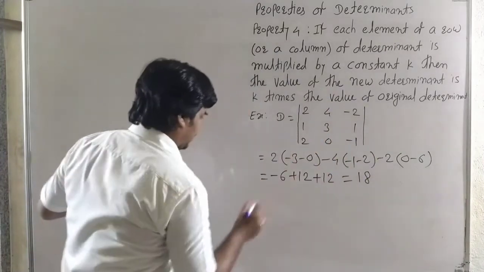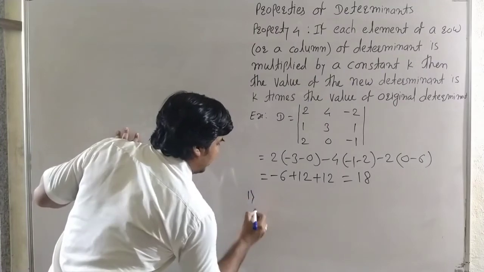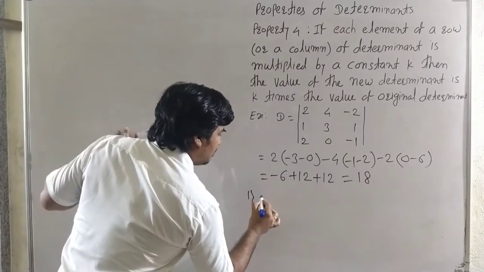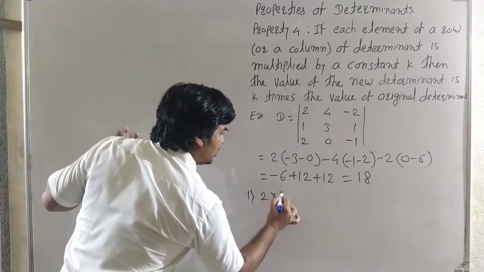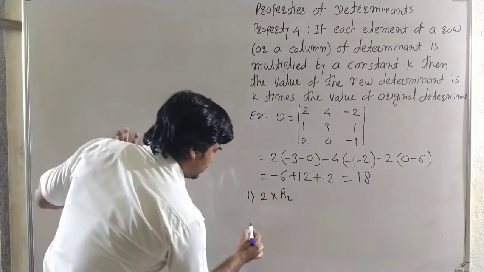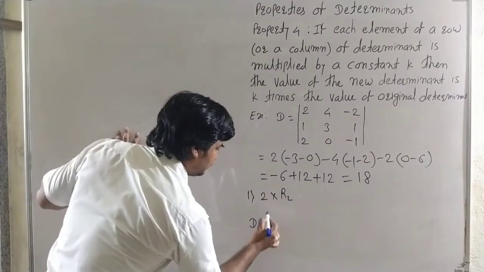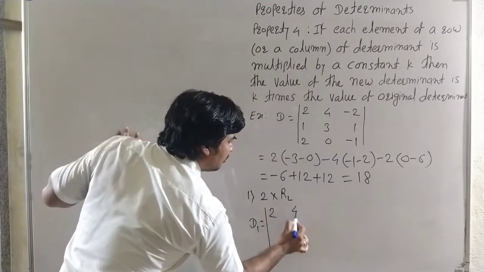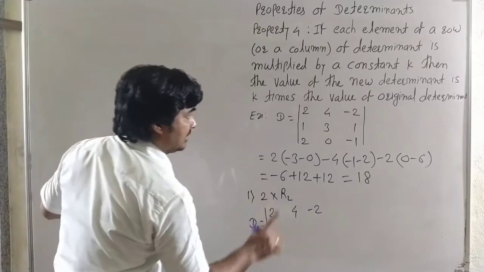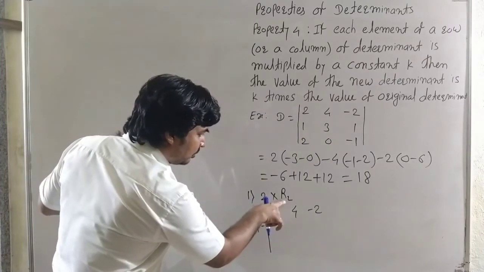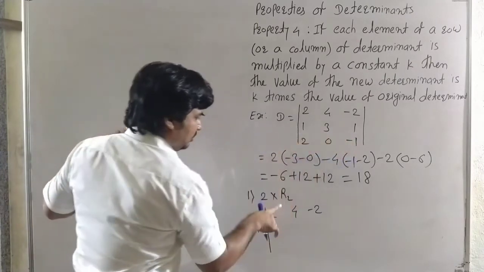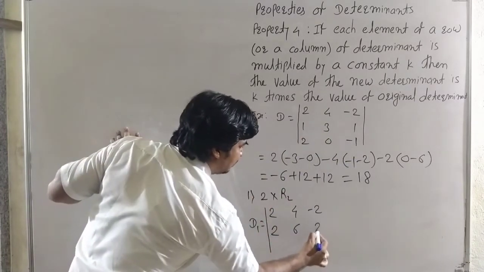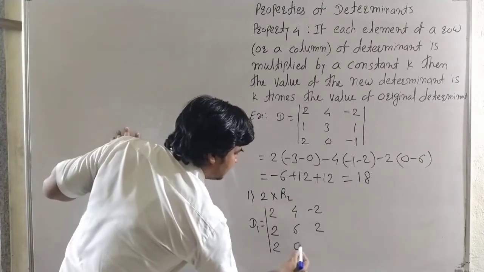Here we see an example. Here we take row 2 and multiply it by 2, so we get D1. Row 1 as it is, 2, 4, minus 2. We multiply row 2 by 2, and then we get 2, 6, 2. And the third row as it is.